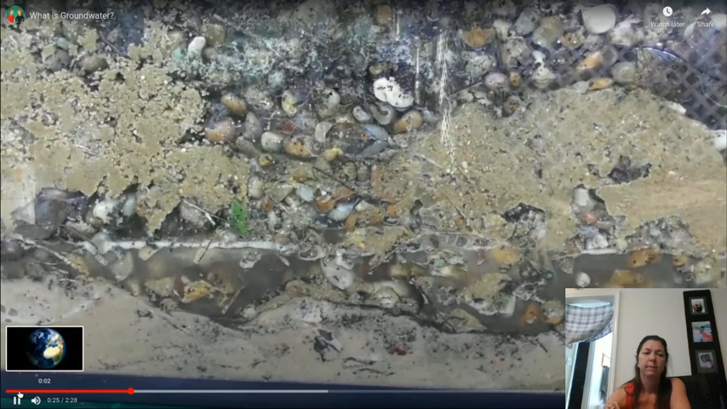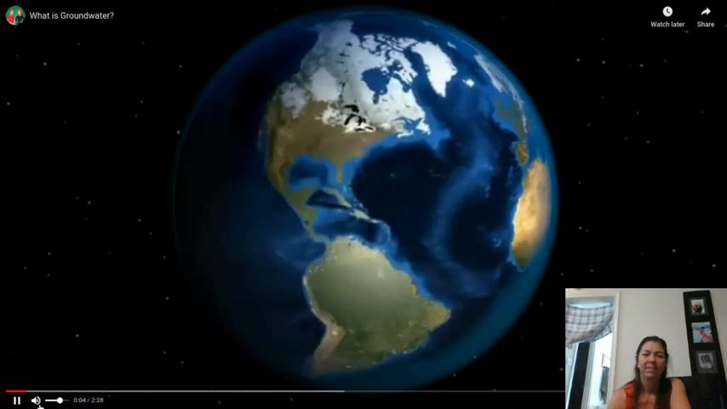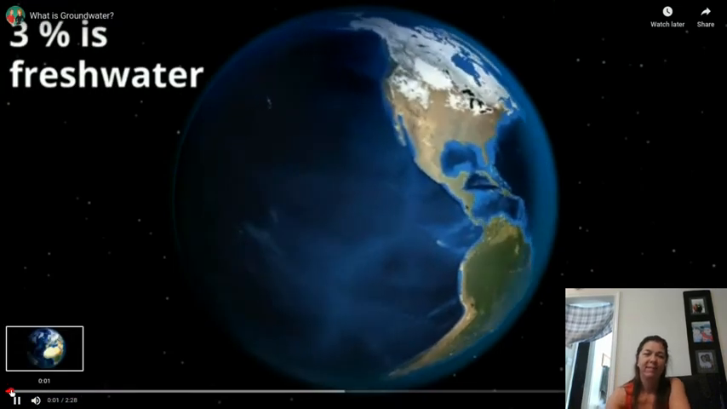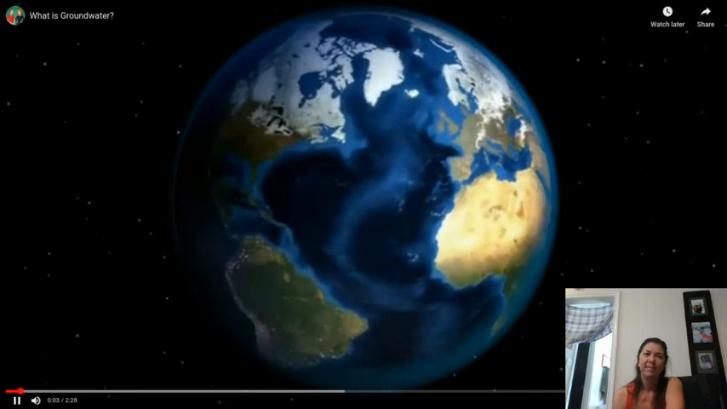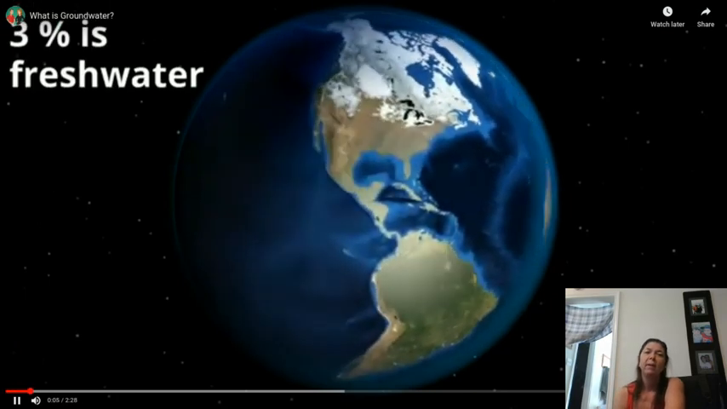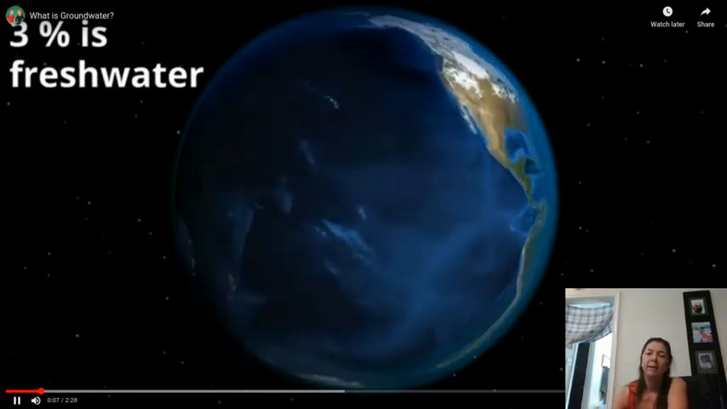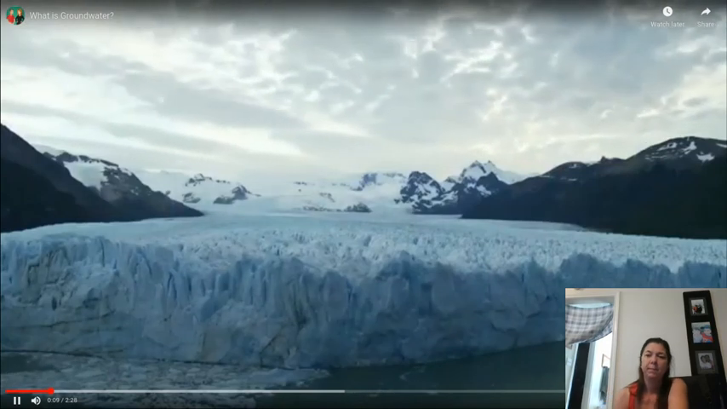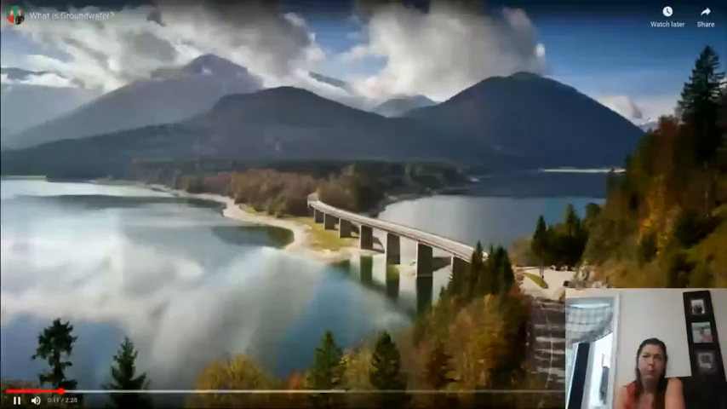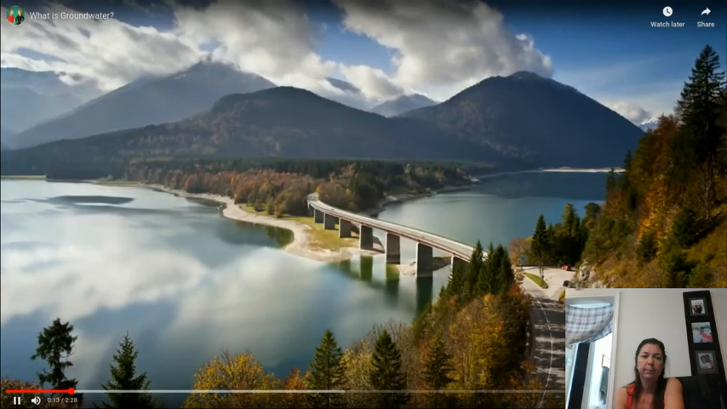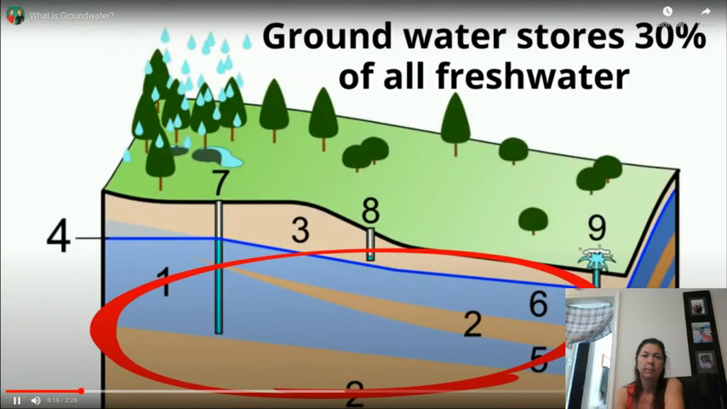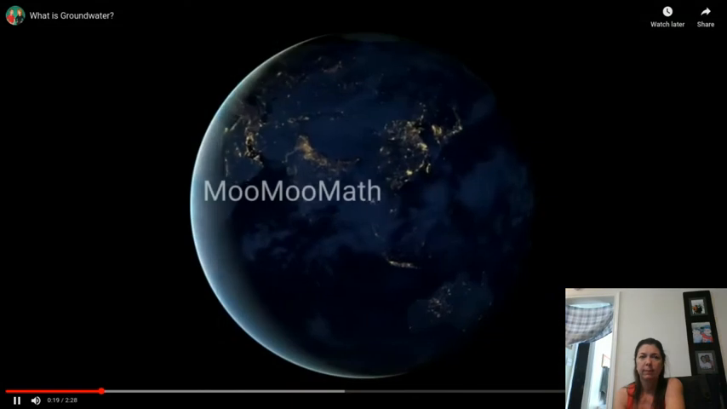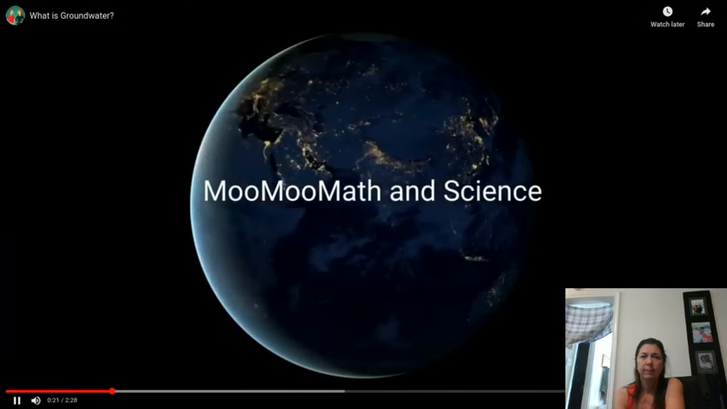Between the gaps of rock. However, only 3% of this water is fresh water, at least 70% water. However, only 3% of this water is fresh water. Much of this fresh water is frozen in glaciers. You'll find some of the water in rivers and lakes, but almost 30% of this fresh water is groundwater. But what is groundwater? Welcome to Moo Moo Math and Science and Groundwater.